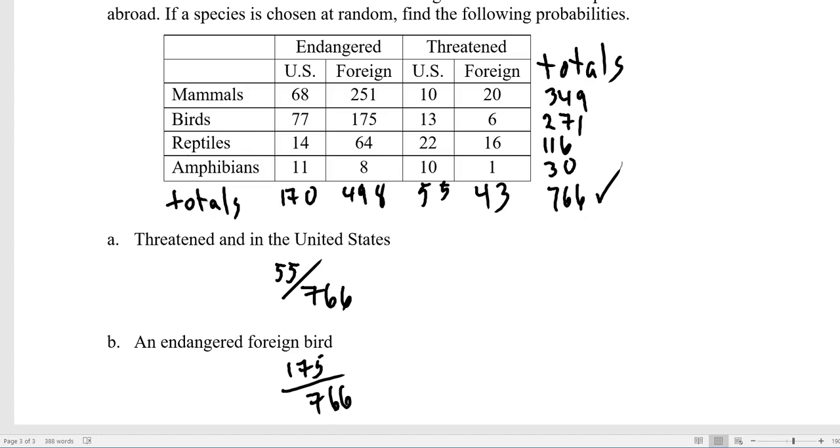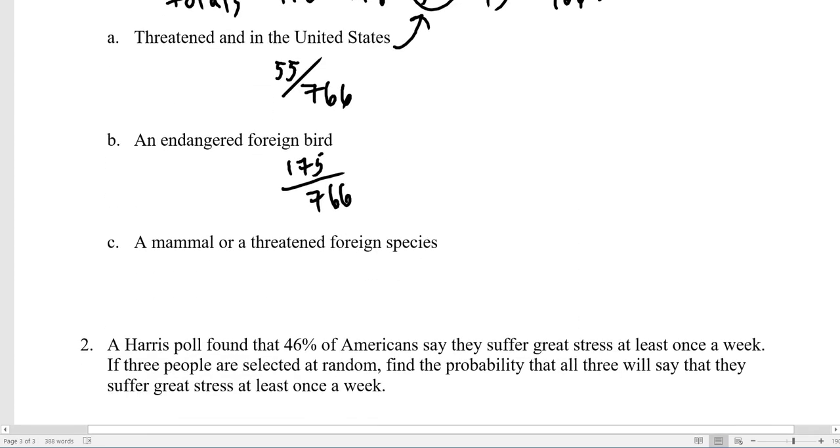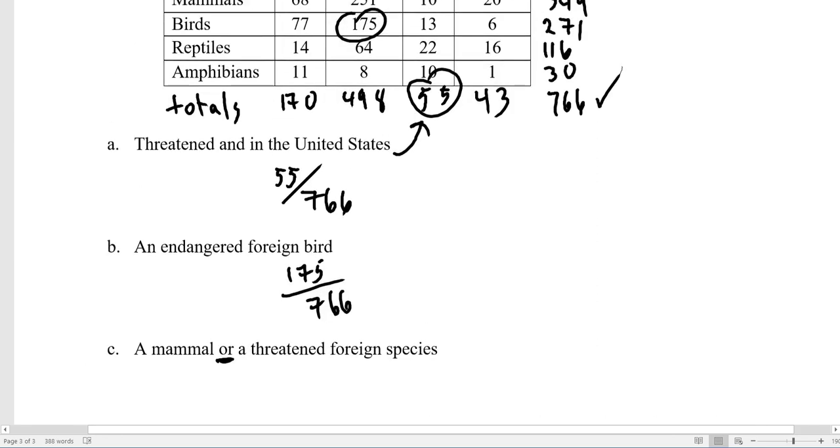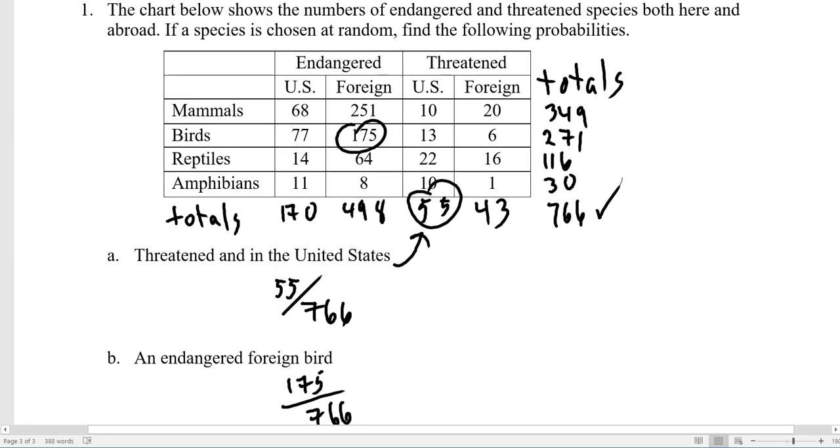Okay, I don't want to be using the and rules on this when they give me this table. Find these probabilities. Threatened and in the United States. Threatened U.S. There it is. That's threatened and U.S. Endangered foreign bird, endangered foreign bird. There's B. Mammal, here we gotta be careful, or a threatened foreign species. Because now I'm counting all of the mammals.